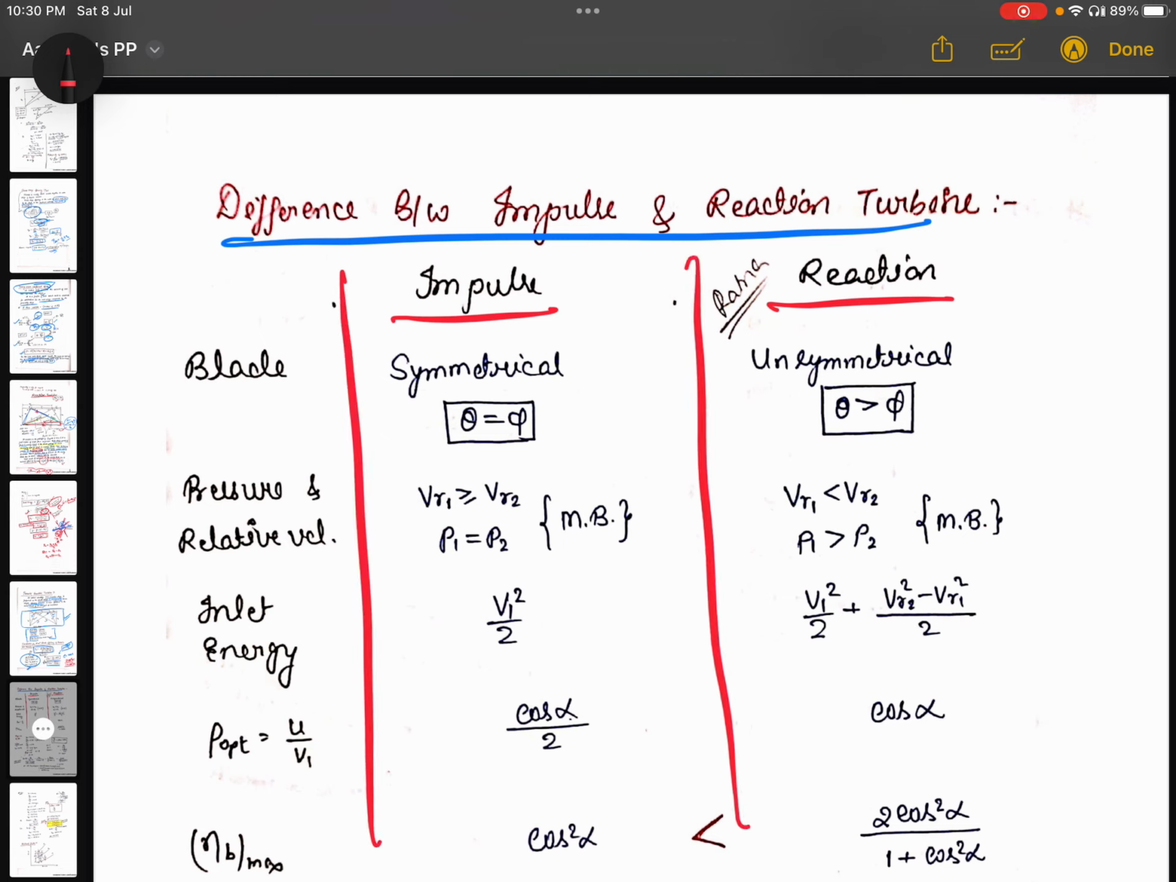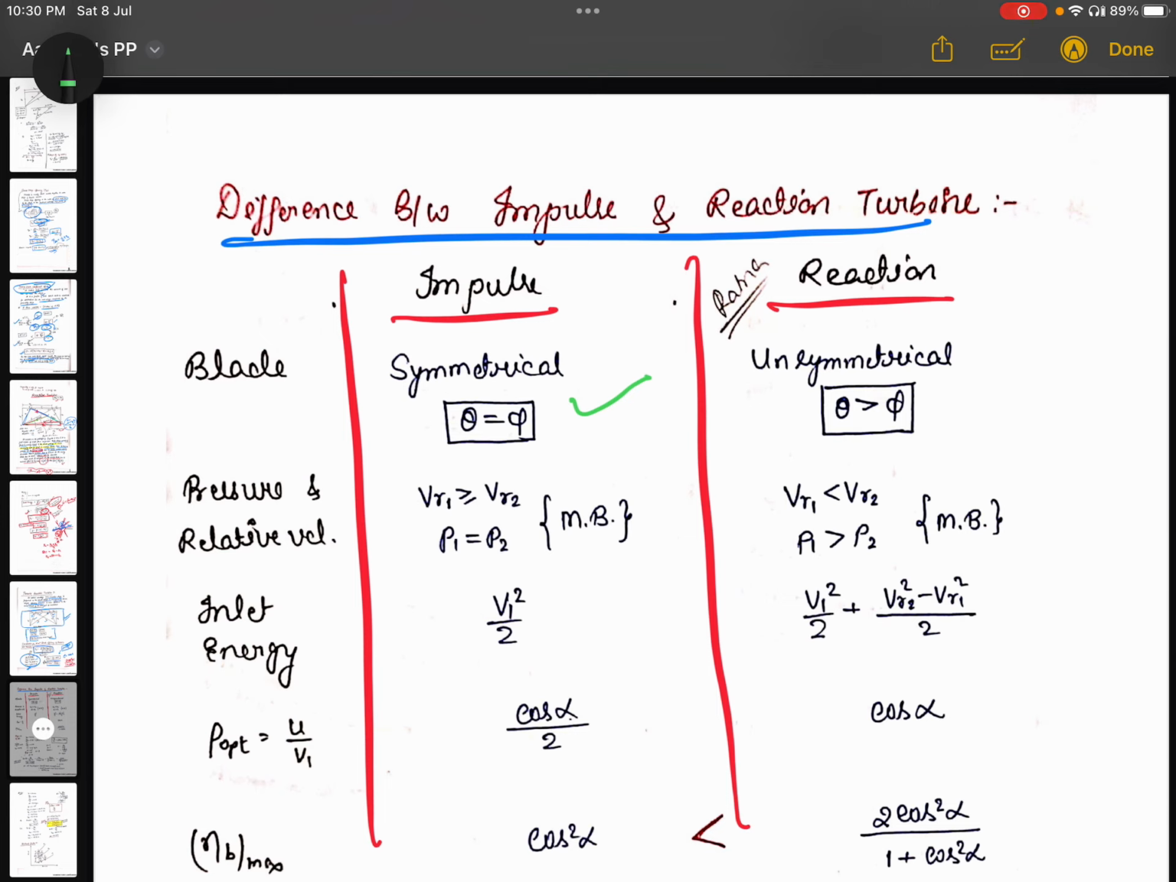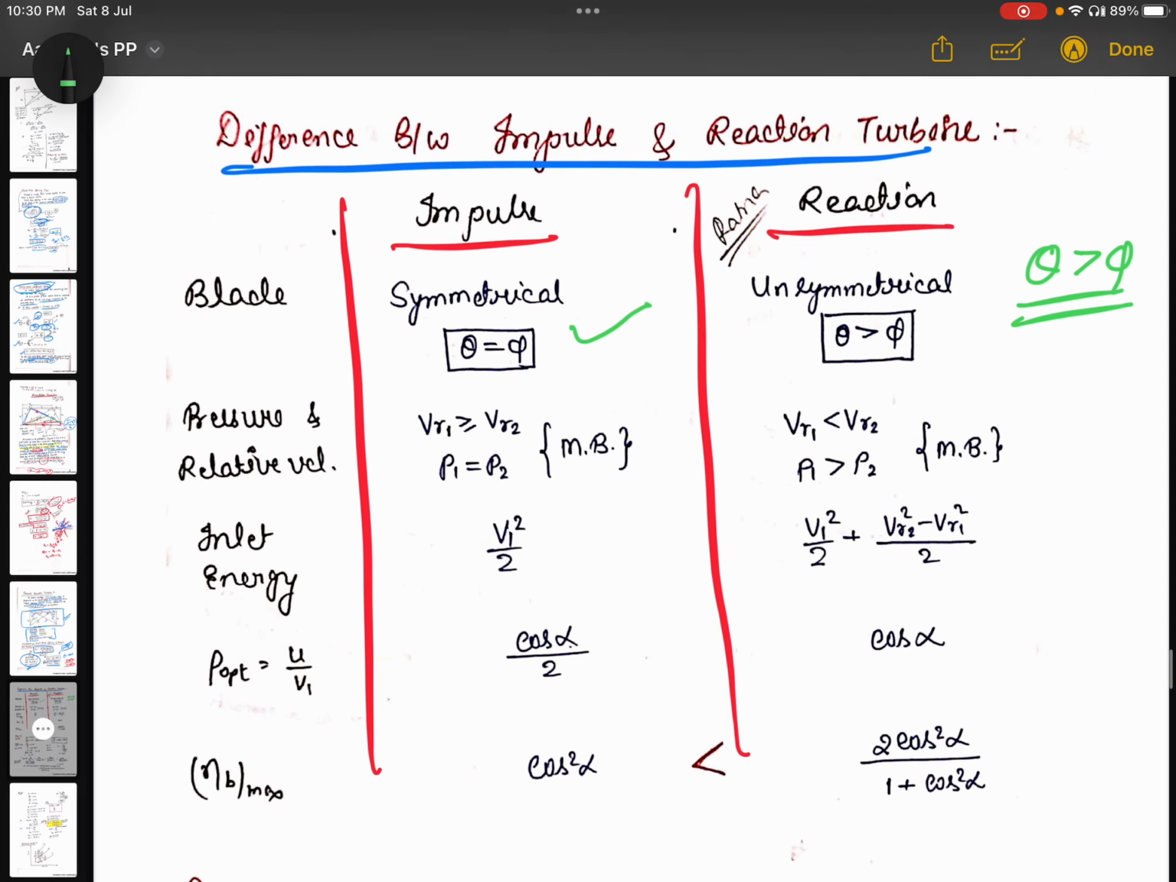In the case of the impulse turbine, the blade is symmetrical. Theta is equal to phi. The reaction turbine blade is unsymmetrical. Like here, we can see that the inlet blade angle is greater than the outlet blade angle. Theta is greater than phi. Okay. Pressure and relative velocity.